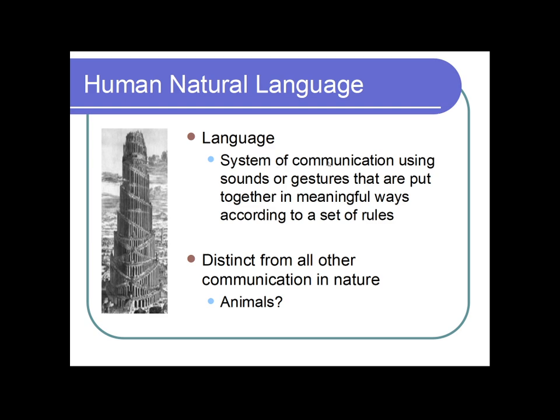First of all, it's a system of communication. That's something that's not particularly unique in nature. All animals communicate with each other in one way or another. It's communication through sounds or gestures, so it can be a verbal language or it can be language of hand gestures, like a sign language. It doesn't matter which one. The rules can work the same way. The key is that all these symbols are put together in meaningful ways according to a set of rules, right? And that is really the thing that distinguishes it from other animal communication.